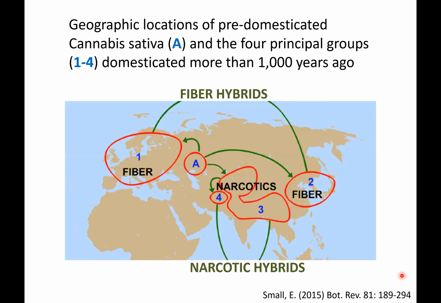Now, where does it all start? About 1,000 years ago, people started to use hemp for all a variety of purposes. So there's a fiber variety that was used in Europe and also in Eastern Asia. And the narcotic, so the psychoactive varieties, were grown, and you can see them more in Central Asia. And again, this is from Small's work in Botanical Reviews in 2015.